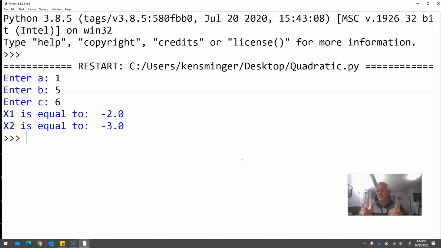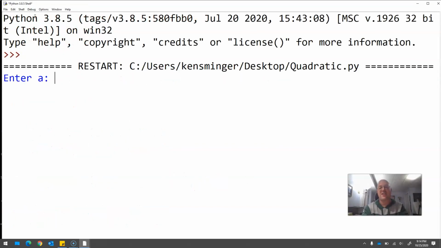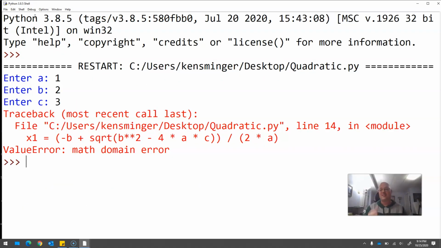So that's great. What happens, though, when things go poorly? So, for example, let me run this again. And let me type in, let's say, 1, 2, 3. You get this. Math domain error. The reason you get a math domain error is because if you do the quick math down here, b squared, 2 squared is 4. 4 minus 4 times 1 times 3, 4 times 1 times 3 is 12. So you get 4 minus 12, which is a negative number. You can't take the square root of a negative number. The computer gives you an error just the same as your calculator would.